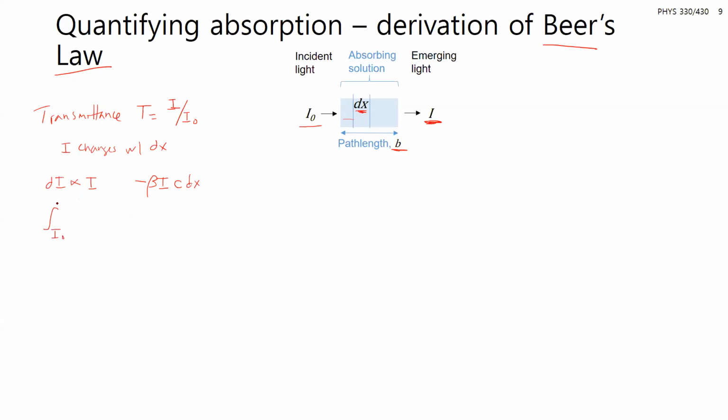So to integrate over this, if we want to understand the change in the intensity dI, we're going to integrate from the starting intensity I naught to the final intensity I, and that's going to be equal to integrating over the path length from 0 to b for this expression, negative beta I c dx. So we're going to move the I to the other side of this integral, so all the I terms are on the same side.